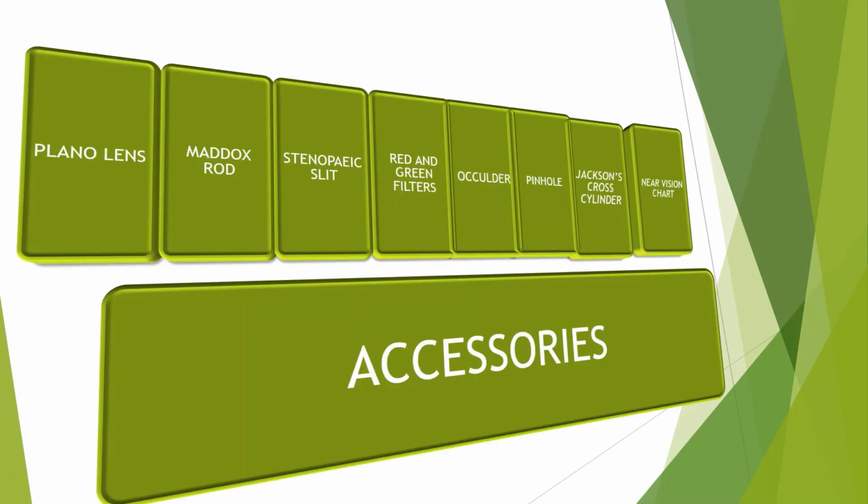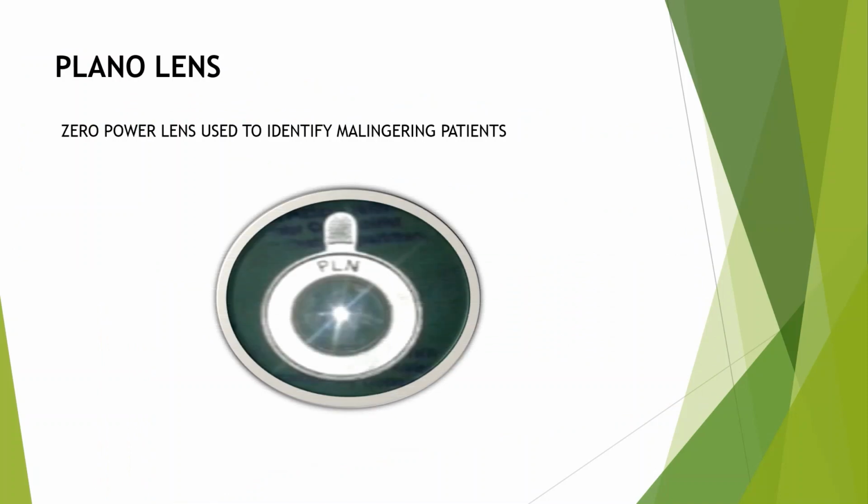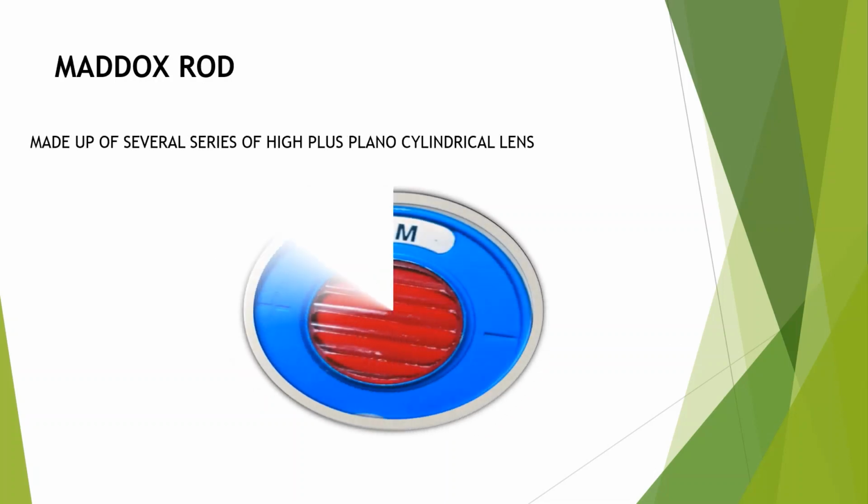Another component of trial set are the accessories. It comprises of plano lens, Maddox rod, stenopic slit, red and green filters, occluder, pinhole, Jackson's cross cylinder, near vision chart. First accessory is plano lens. These lenses are of zero power. It is used to identify malingering patients, that is, especially children who pretend not to see clearly, but they can.